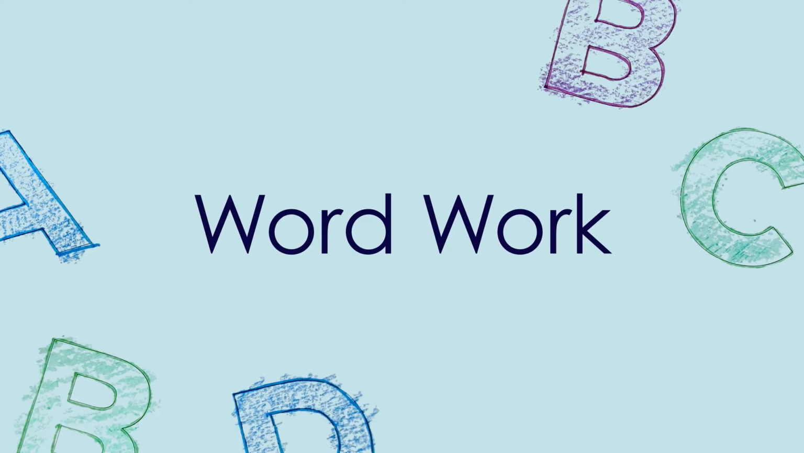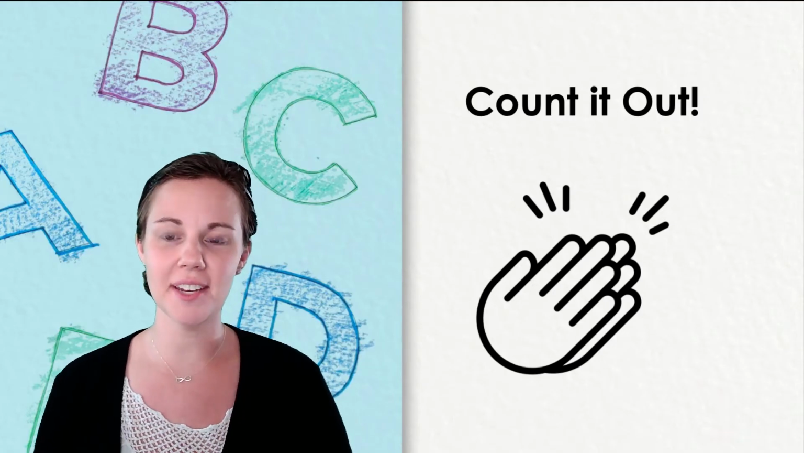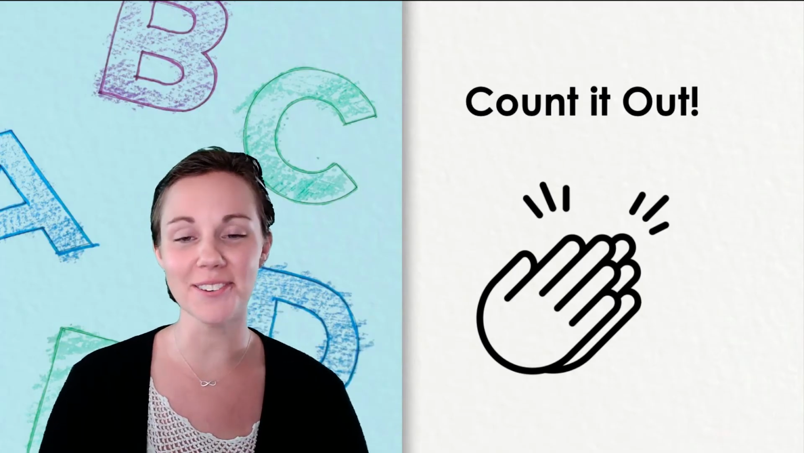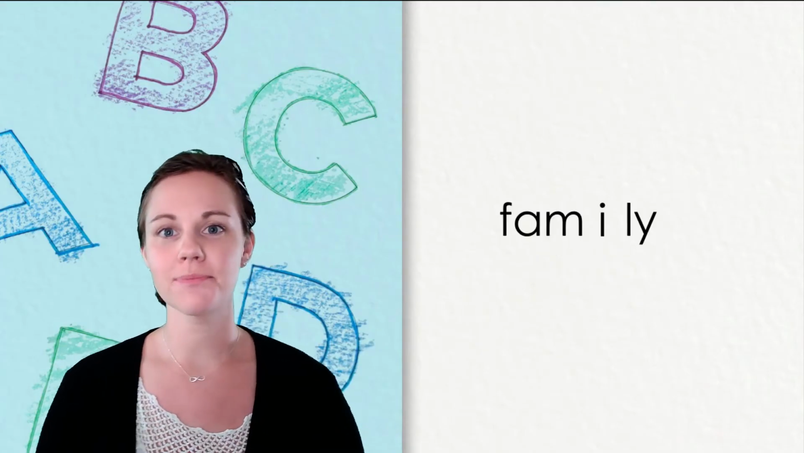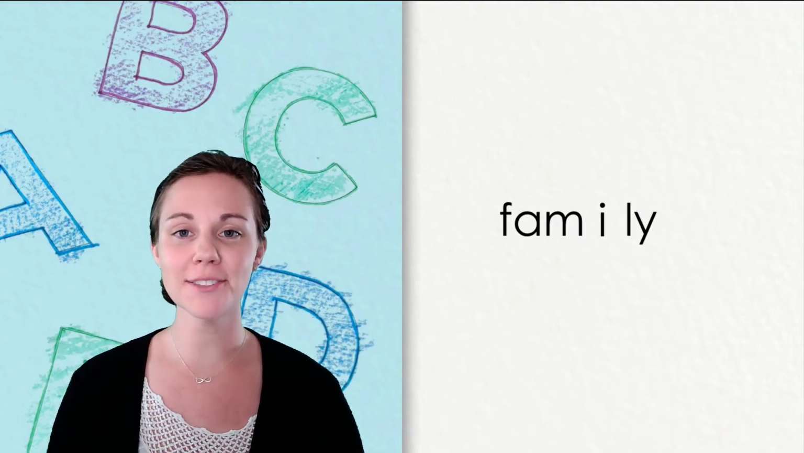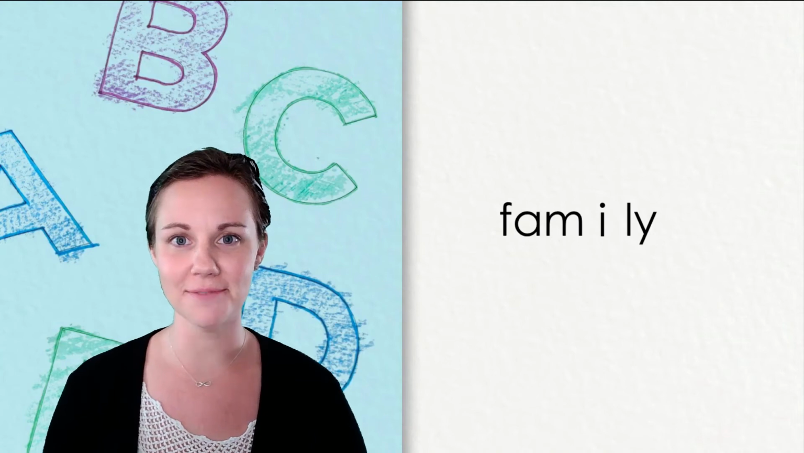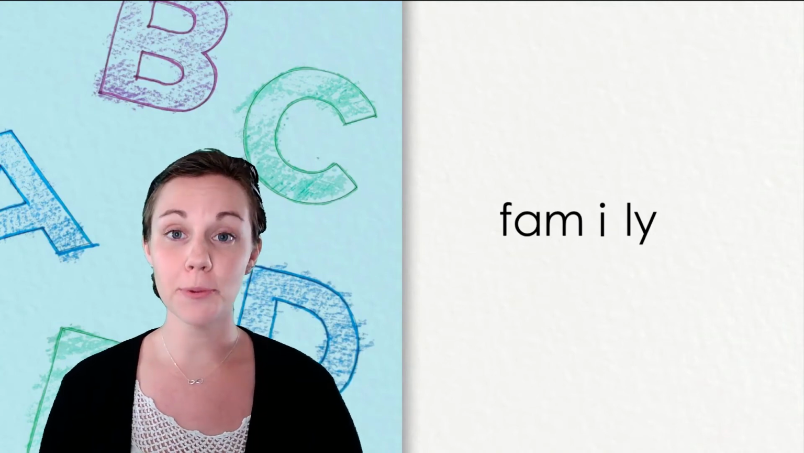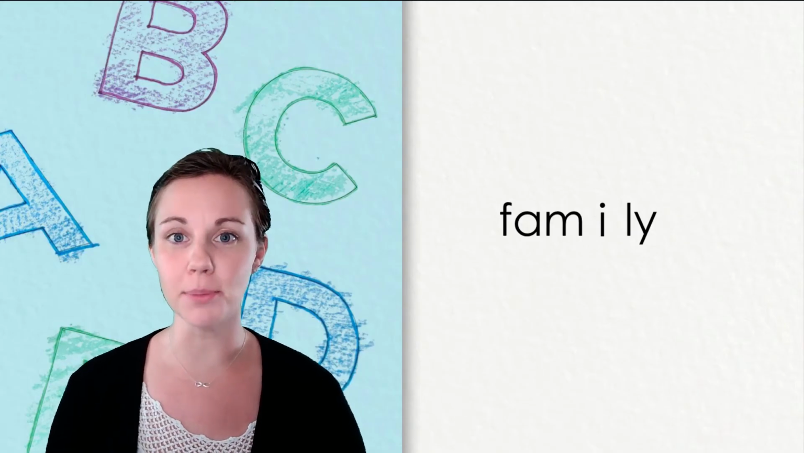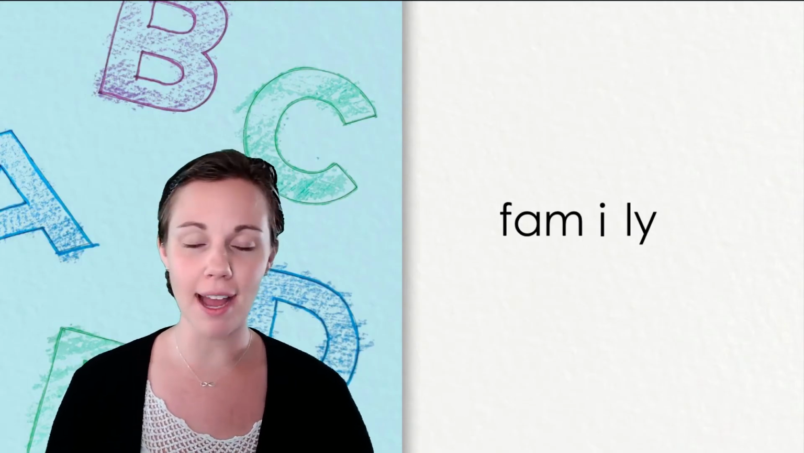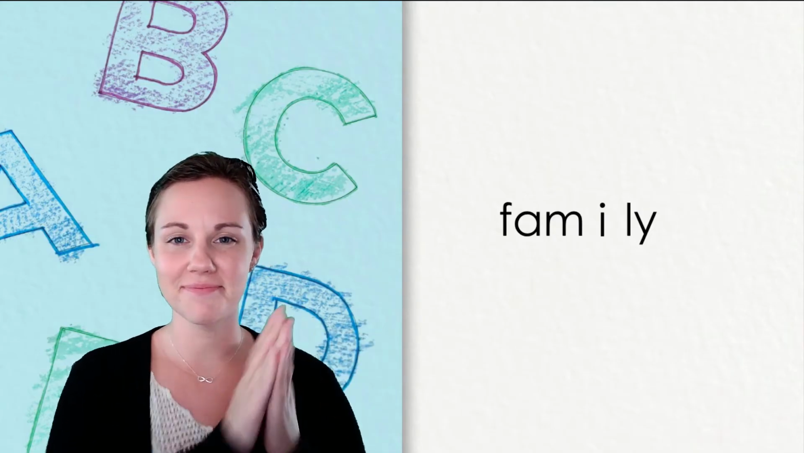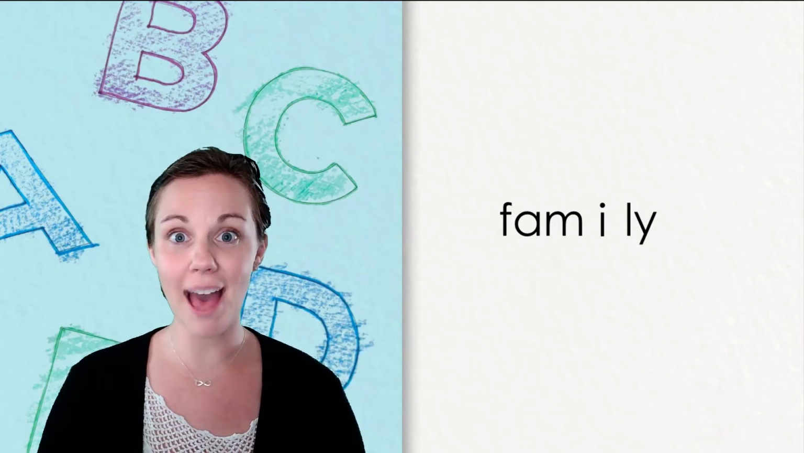Word work. In this activity, we're going to count it out. Let's go ahead. This is the first word we're going to look at. It says family. Go ahead and say it. When we count it out, it means we're going to clap out the syllables in the word. Let's try it with the word family. Family. You can see here how we clapped it.